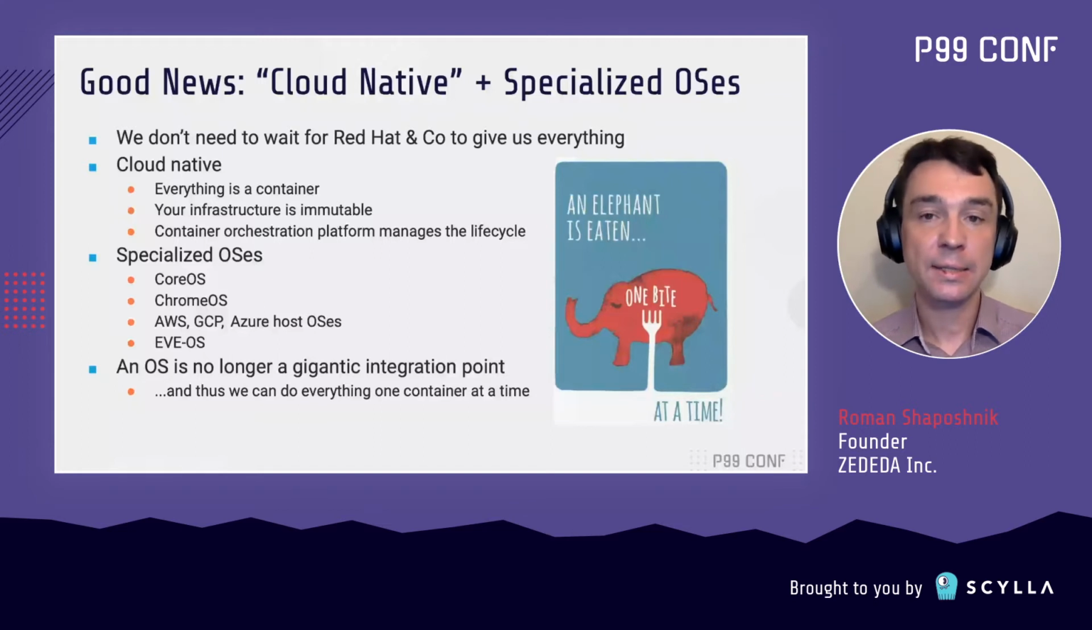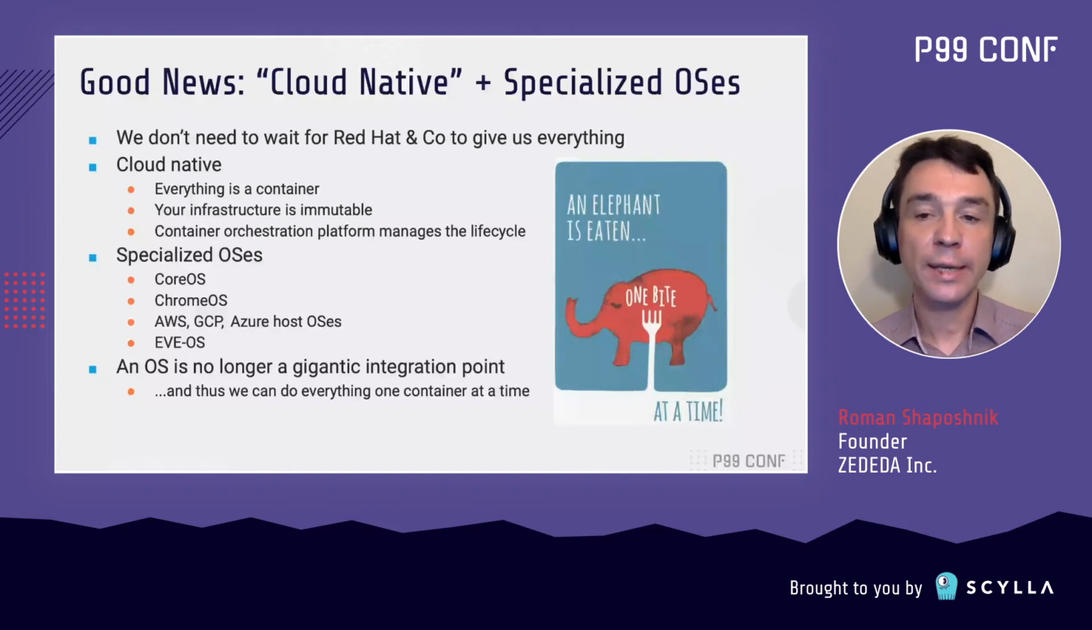Obviously, every single cloud provider like AWS, GCP, and Azure has host operating systems that we don't even get to see, and those are also these types of specialized OSs. And there's one particular open source one that is super exciting, well, for one, because Katie and I work on it, called EVE-OS, that I will be giving you as an example today. So an OS is no longer a gigantic integration point.